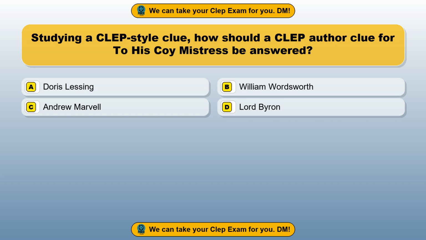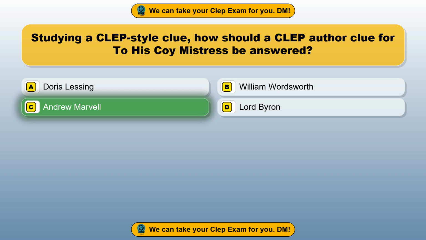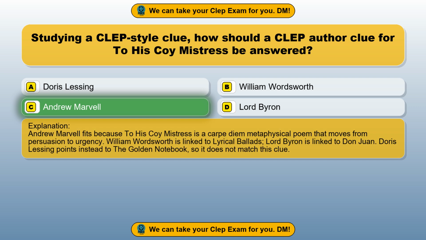Question 39. Studying a CLEP-style clue, how should a CLEP author clue for To His Coy Mistress be answered? Option A, Doris Lessing. Option B, William Wordsworth. Option C, Andrew Marvell. Option D, Lord Byron. The correct answer is option C, Andrew Marvell. Andrew Marvell fits because To His Coy Mistress is a carpe diem metaphysical poem that moves from persuasion to urgency.